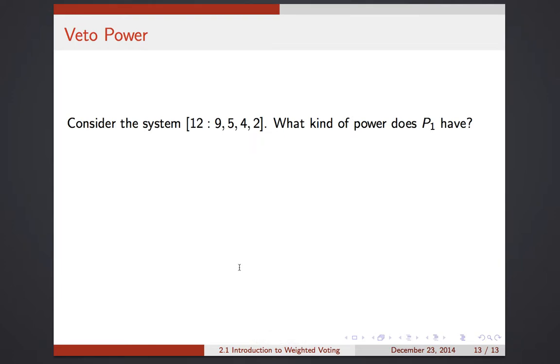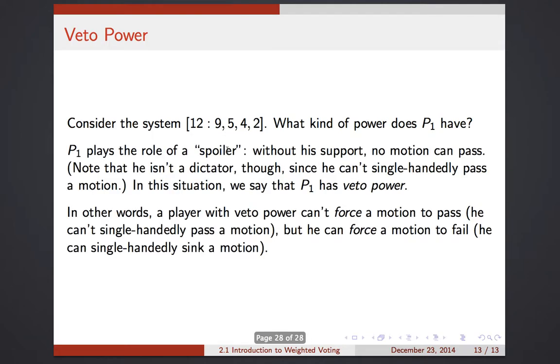Okay, so one last little issue with power here. Let's consider this system. The quota is 12, and player 1 has 9 votes, player 2 has 5, player 3 has 4, player 4 has 2 votes. What kind of power does player 1 have? Notice that player 1 is not a dictator, right? He has 9 votes, and it takes 12 votes to pass something. So player 1 cannot unilaterally pass a motion, right? He cannot single-handedly force something to pass. Player 1 is not a dictator.